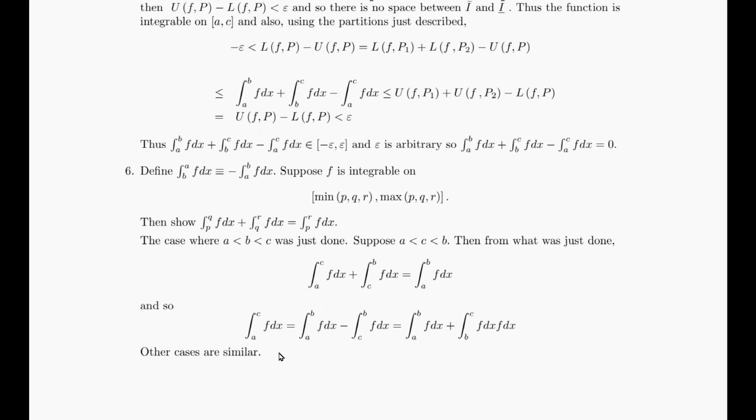And various other cases can be considered. You could have b less than a less than c, and it would all work out exactly the same. And that's about all we have to do for the integral. So that completes this chapter.